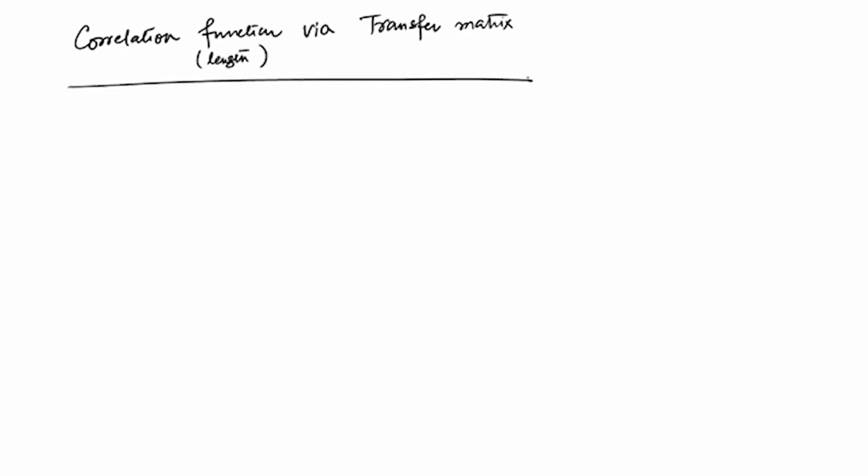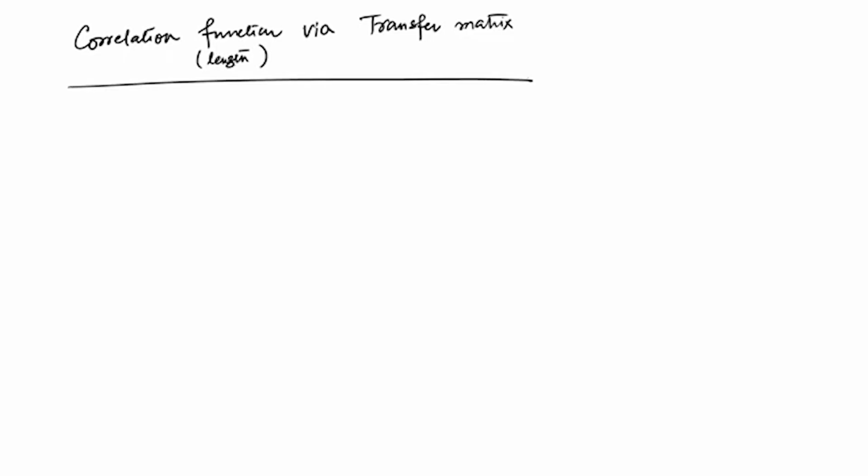And we will see, as I said, that this result contrasts with the results obtained from the mean field theory. But before that, let us use this transfer matrix to find the correlation function. So, correlation function via the transfer matrix, or correlation length, you can say, which is a more physical quantity, via the transfer matrix.